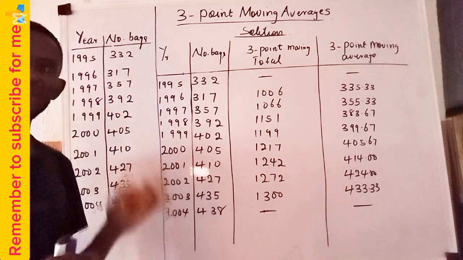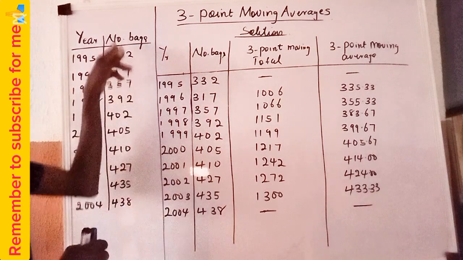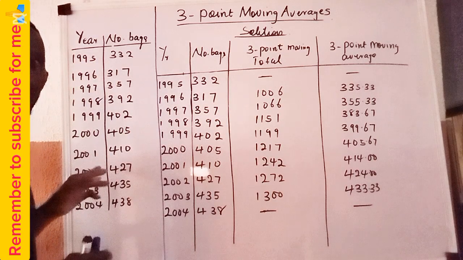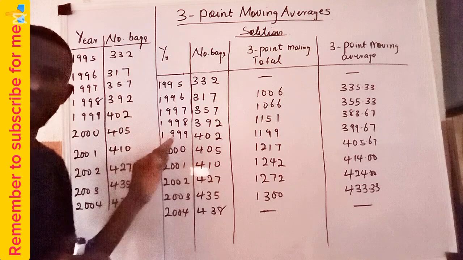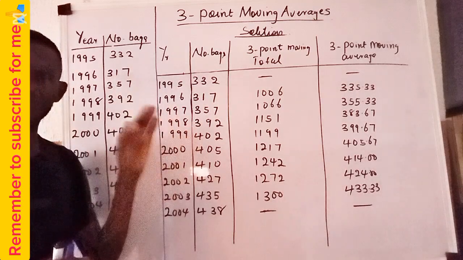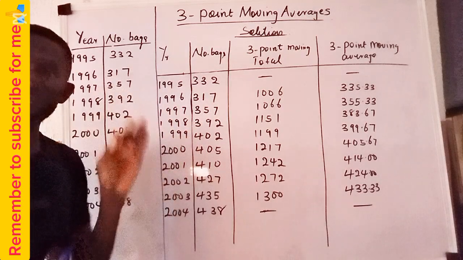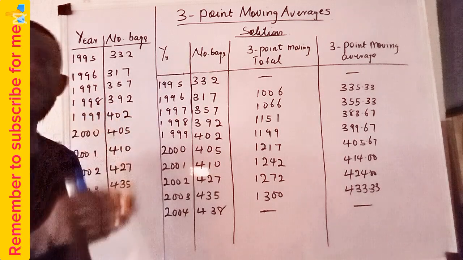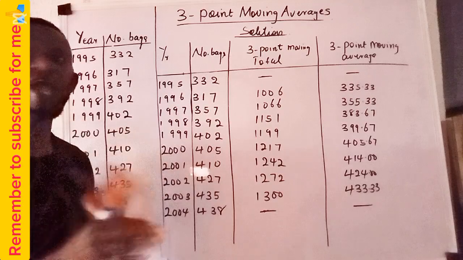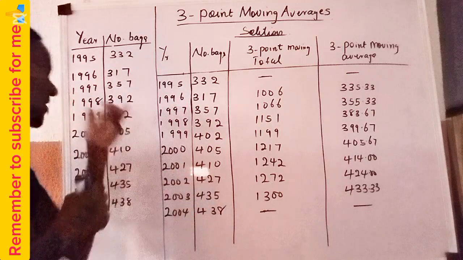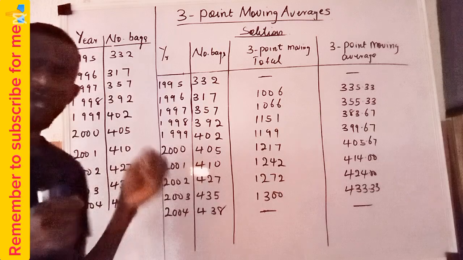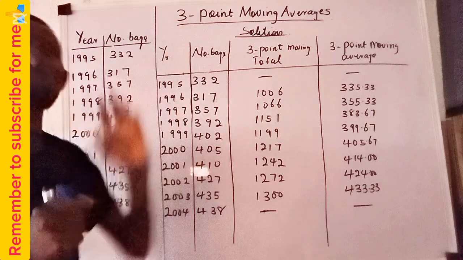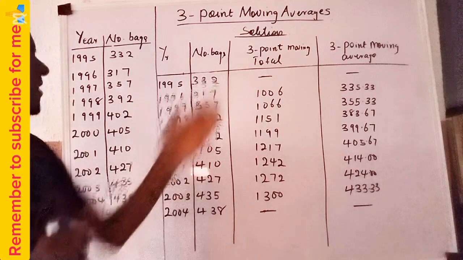Why is it a time series data? Because these observations are recorded against time of their occurrence. And in the introductory aspect of our class on time series, we did say that a time series is a set of observations that are recorded against the time of their occurrence. So this is a time series data. And we are told from this time series data, obtain 3-point moving averages. And then this is our solution.